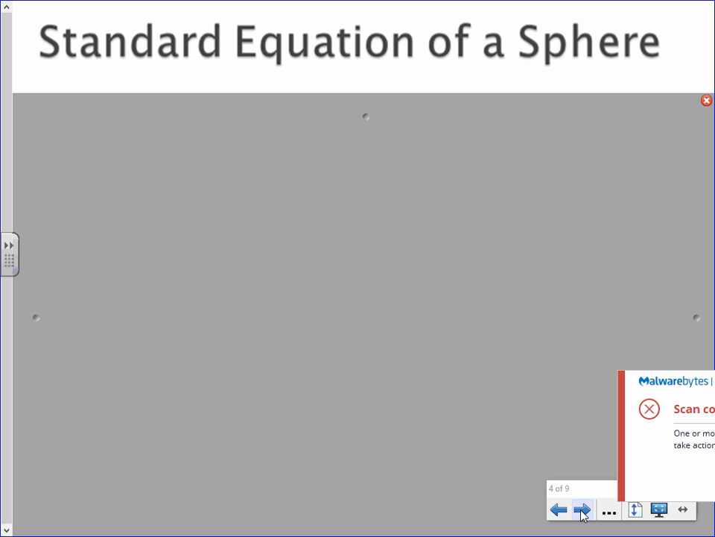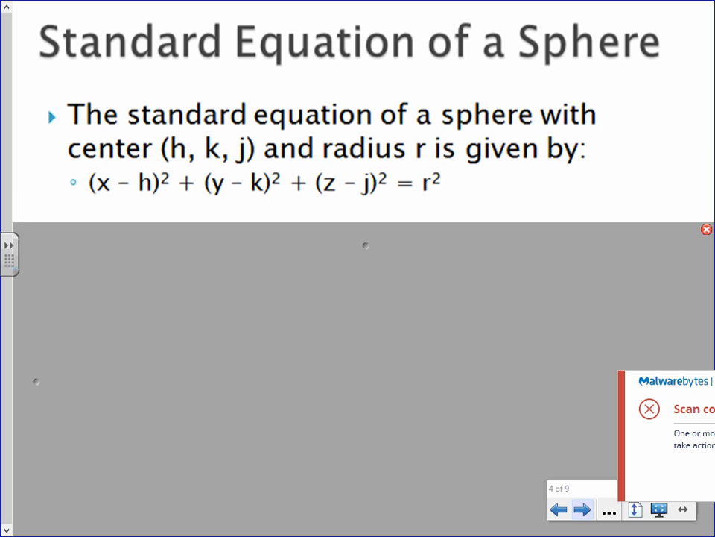Well, when we go to 3 dimensions, a circle becomes a sphere, okay? So the equation of a sphere is going to look very similar, except now we have a third dimension, z.